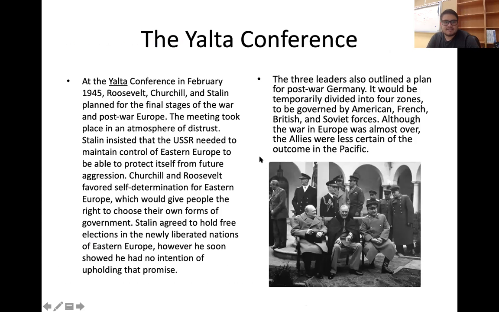Now, the Yalta Conference. At the Yalta Conference in February 1945, Roosevelt, Churchill, and Stalin planned for the final stages of the war and post-war Europe. The meeting took place in an atmosphere of distrust. Stalin insisted that the USSR needed to maintain control of Eastern Europe to be able to protect itself from future aggression. Churchill and Roosevelt favored self-determination for Eastern Europe, which would give people the right to choose their own forms of government. Stalin agreed to hold free elections in the newly liberated nations of Eastern Europe. However, he soon showed he had no intentions of upholding that promise.